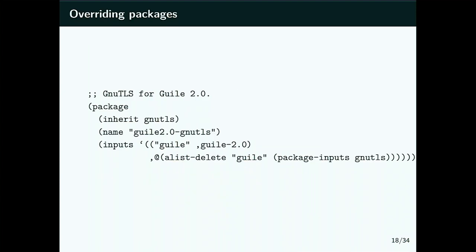And overriding is also very easy. You just declare another package and inherit from a different package, which just takes all attributes from the other package. And then you can override anything you want. So here we just use GnuTLS with an older version of Guile, and we override the inputs with a different Guile. But here we also don't just implicitly merge. We take the inputs of the old GnuTLS and we delete in that list the Guile that was there and replace it with our own. So everything is very explicit.